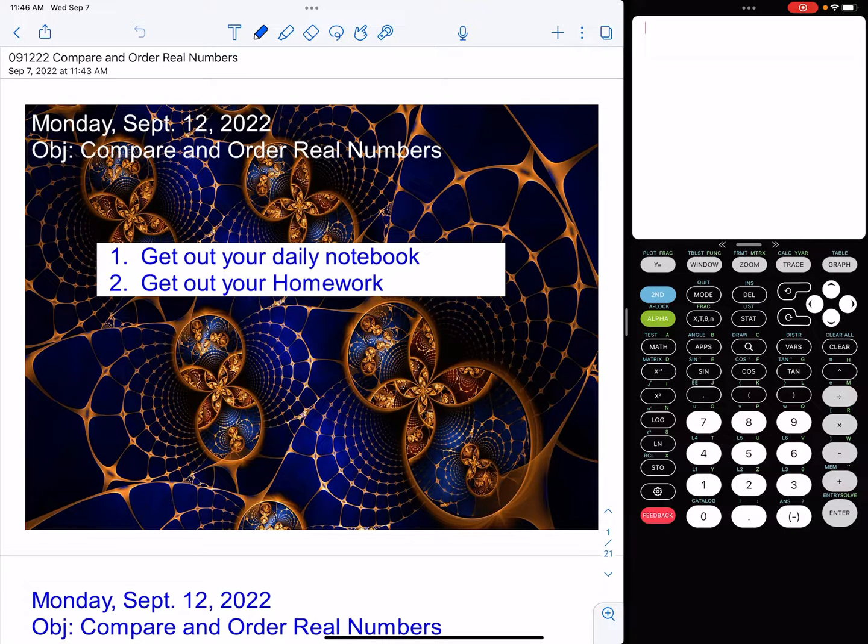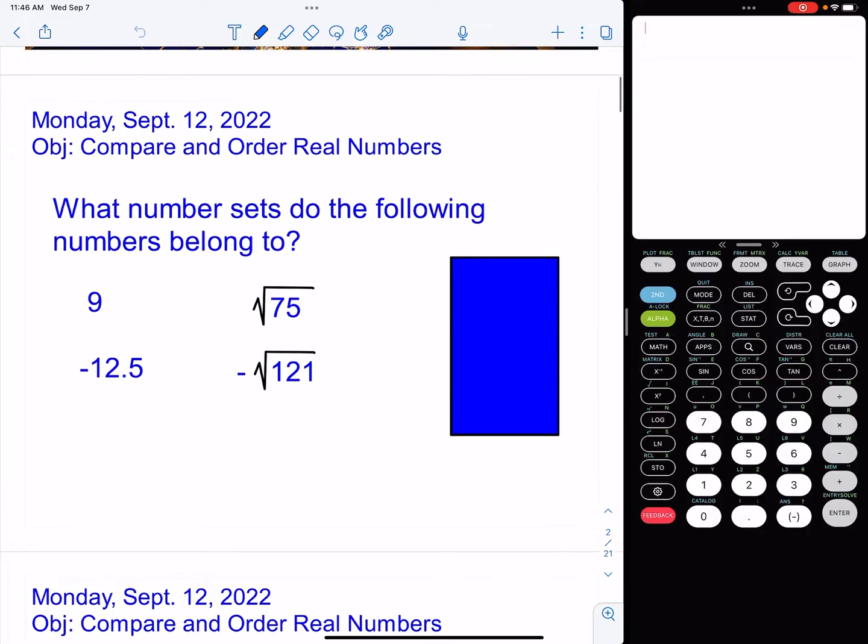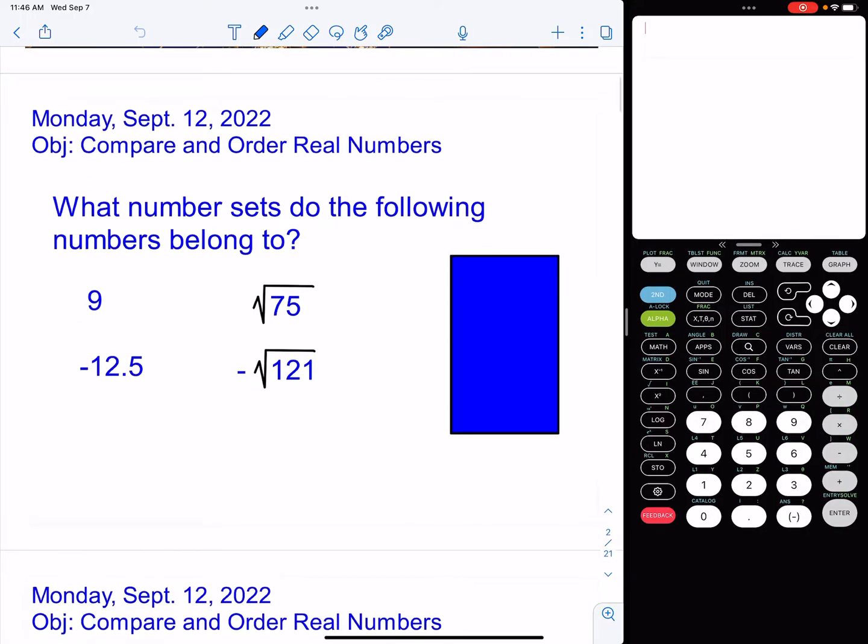Hello class, today we're going to talk about comparing and ordering real numbers. Now I know we've already done a lesson similar to this, but now that we've got the calculators for real, we can really dig into this. So let's take a look at a couple things. Let's go ahead and talk about this warm-up just to be on the safe side.